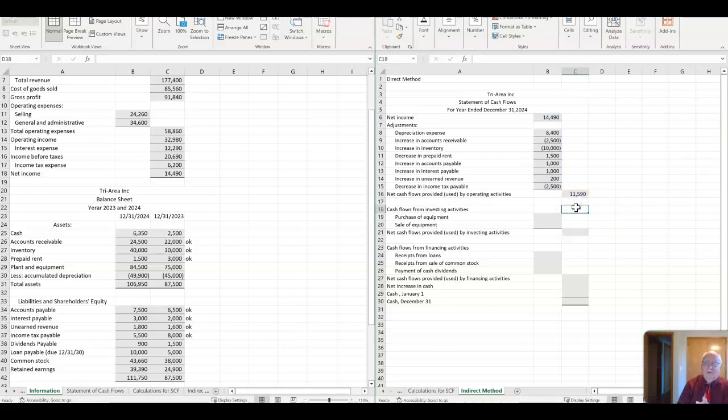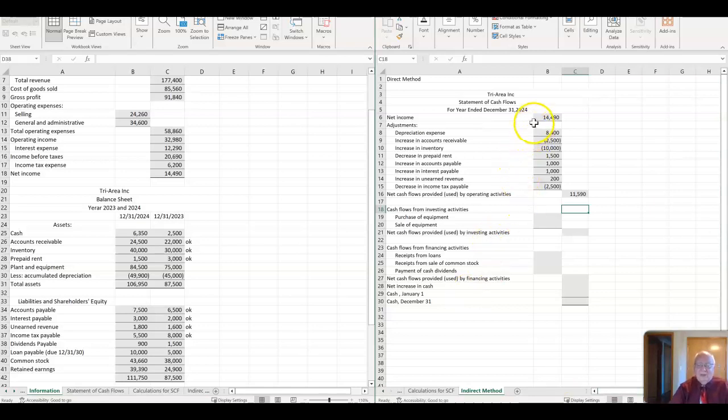Now, if you watched the other video first, that's the same answer that we got for the direct method for the operating activities. They will always be the same. If not, it means you have an error somewhere. And this element right here is also required on the direct method. It's called a reconciliation of net income to net cash provided by operating activities. It's actually part of the statement, so that will also appear on the direct method as a reconciliation statement to prove out that it's right. But it will be the same answer.